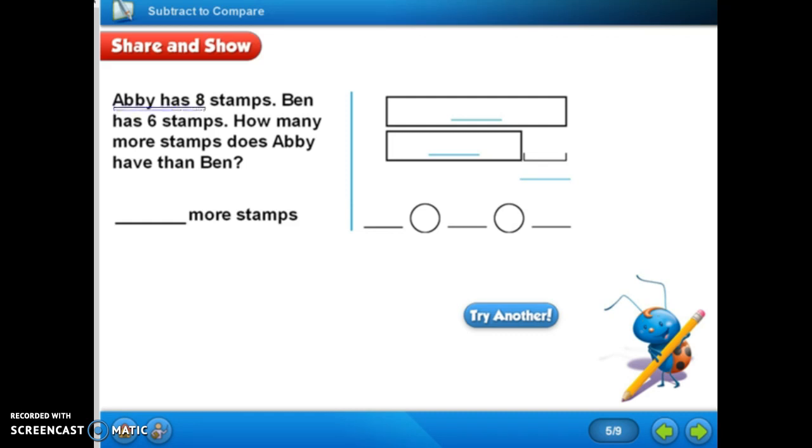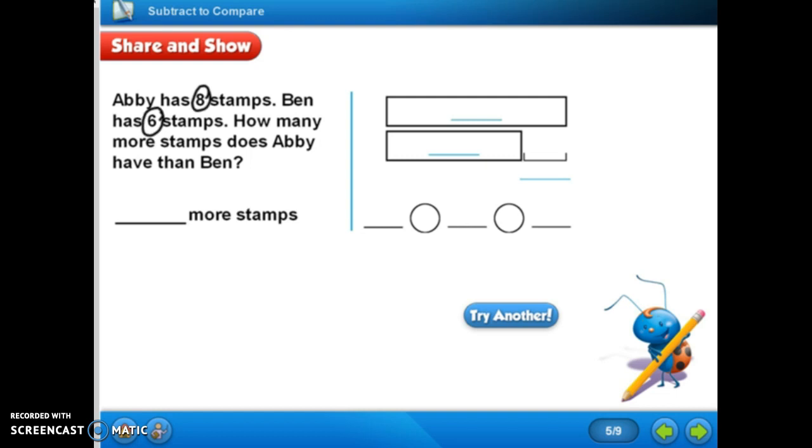Abby has 8 stamps. Ben has 6 stamps. How many more stamps does Abby have than Ben? Let's start by circling our numbers in our problem. We have 8 and 6. Excellent.